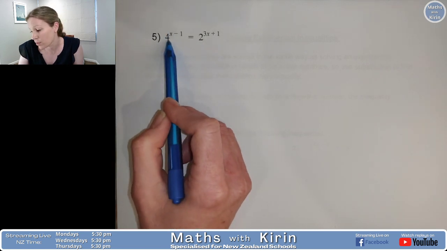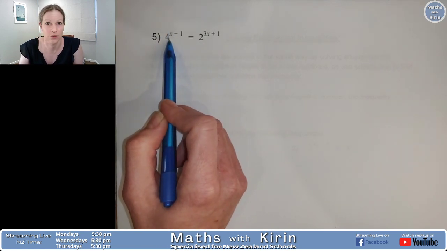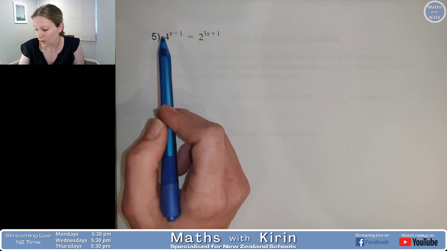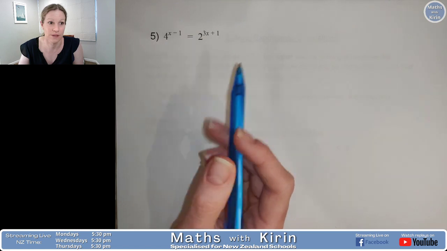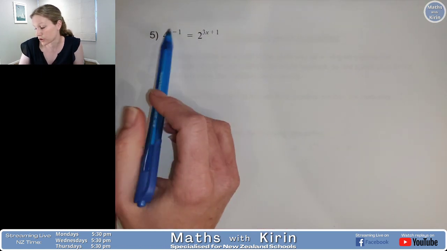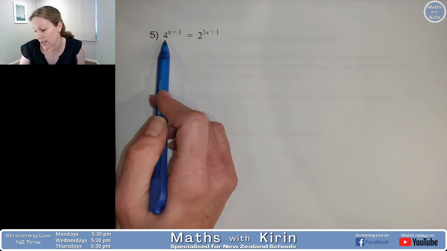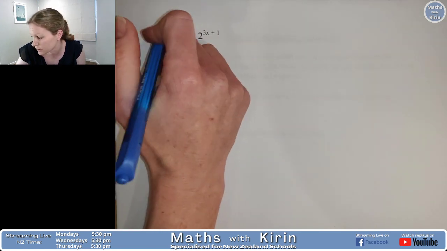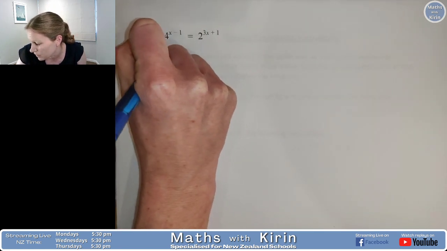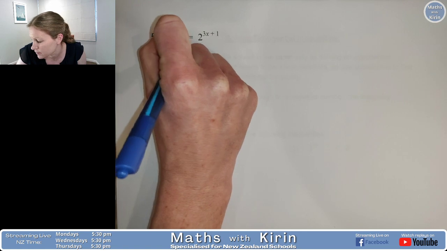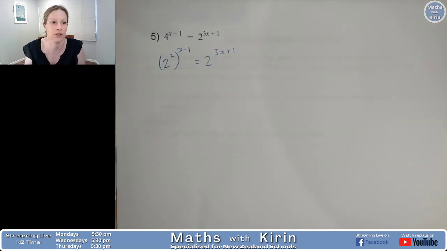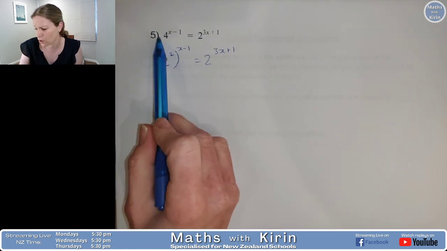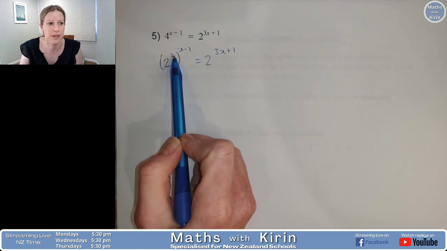So can we rewrite 4 so that it's 2 to the power of something? And if we can do that, then that will simplify the solving of this particular equation. So 4 can be written as 2 squared. So instead of writing 4, we're going to replace that with 2 squared. That's still to the power of x minus 1, and we haven't done anything to that right-hand side. So all we've done is rewrite 4 as 2 squared.